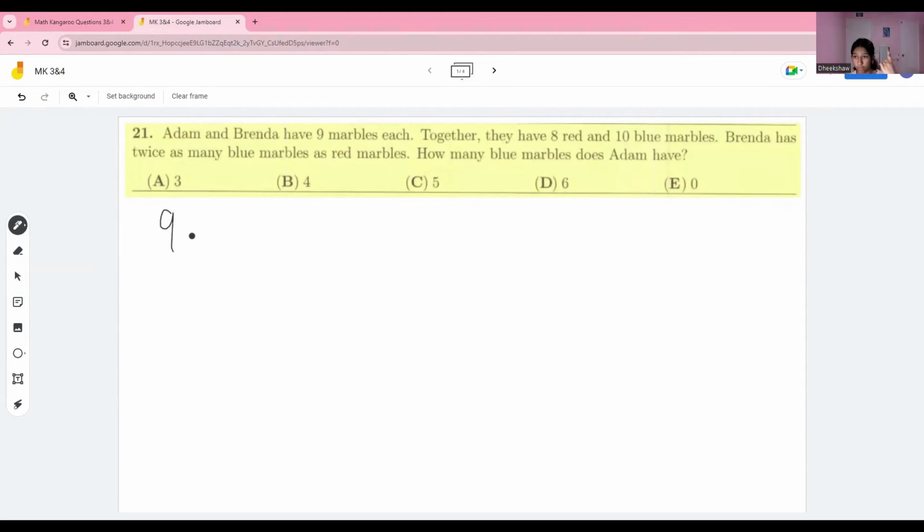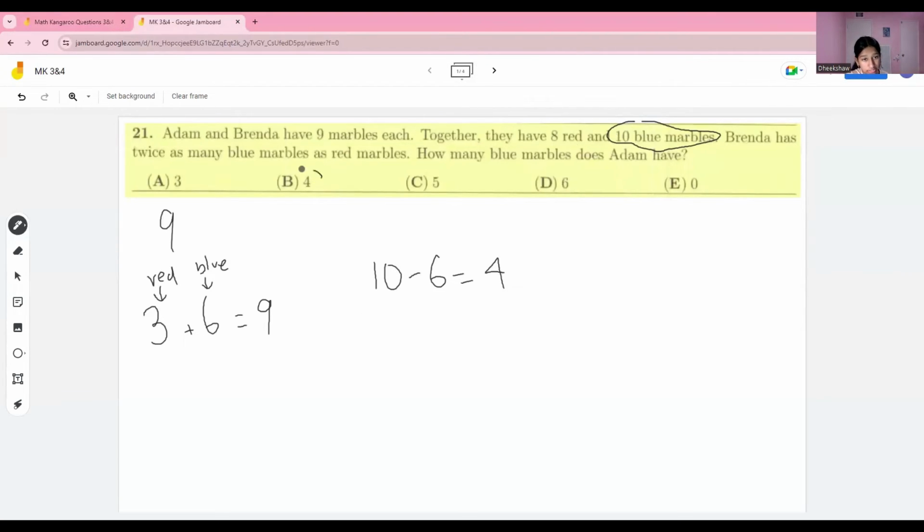If she has 1 red marble, she has 2 blue marbles, which means she has 3 marbles total. If Brenda has 2 red marbles, then she has 4 blue marbles, so that means she has 6 marbles total. But if Brenda has 3 red marbles and twice as many blue marbles, which is 6 marbles, she'll have 9 marbles total. So Brenda has 3 red marbles and 6 blue marbles. That's how I like to think of this question. Now we need to figure out how many blue marbles Adam has. There are 10 total blue marbles if you add up what she and Adam both have. So we can just solve this problem by doing 10 minus 6, which is equal to 4. And that's why the answer is B.